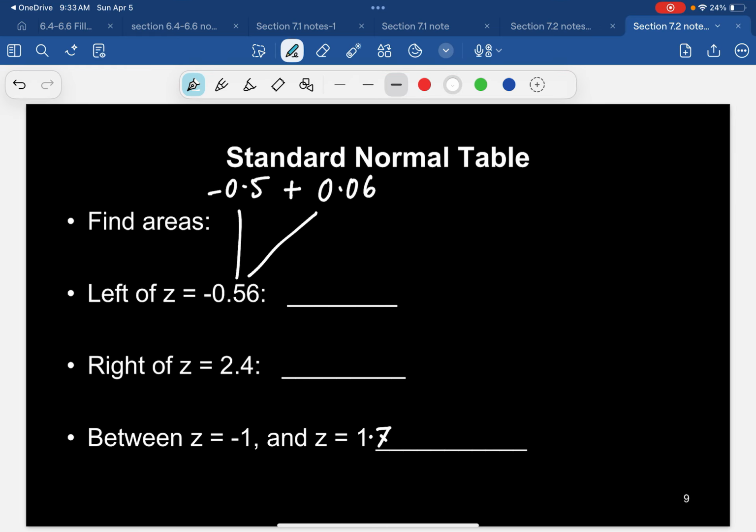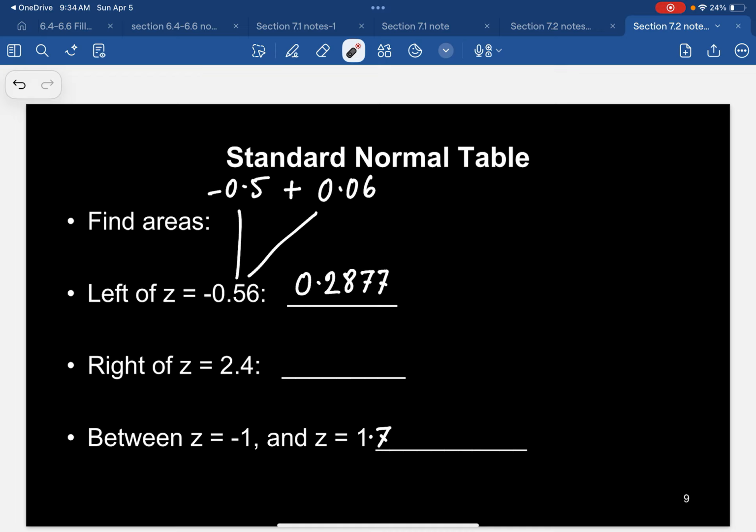And then you look at the body. The intersection of these two column and row is basically the area to the left of z. Okay, so when you find the area in the table, it's going to be 0.2877.